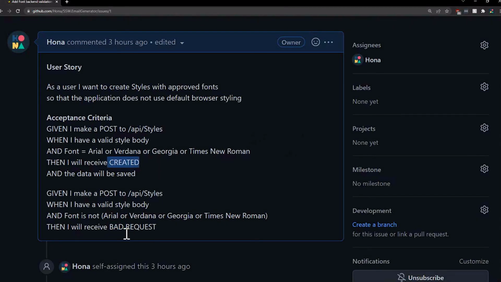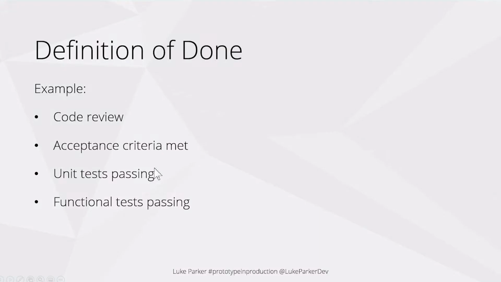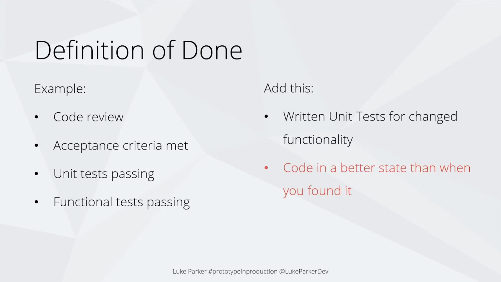Happy path, bad path. It meets that. Unit test pass, functional test passing. This is a common scenario. It's all great. You need to consider as a team, maybe we should write unit tests for anything that's changed, right? New features, bug fix, modified logic. And make sure to add to it, right? Code is in a better state than when you found it.